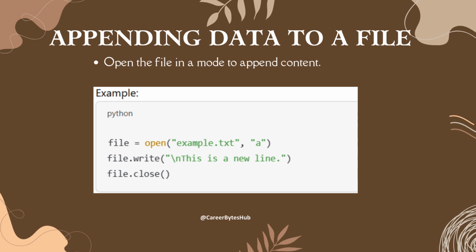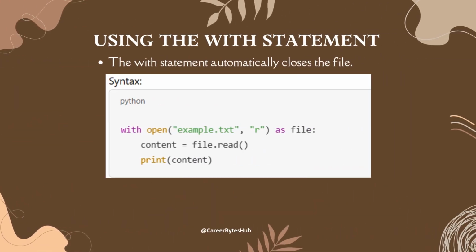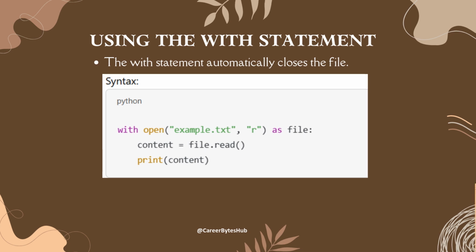So far, we've manually opened and closed files. But Python provides a better way to handle files using the with statement. This automatically manages the file for you, ensuring it's closed properly, even if an error occurs. For instance, using with open, you can read or write files without explicitly calling close. This approach is not only convenient but also reduces the chances of bugs caused by forgetting to close files.